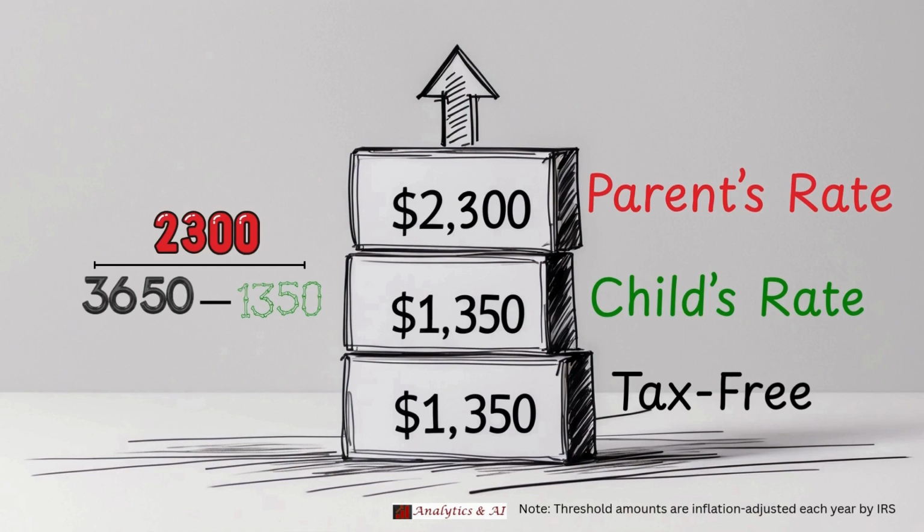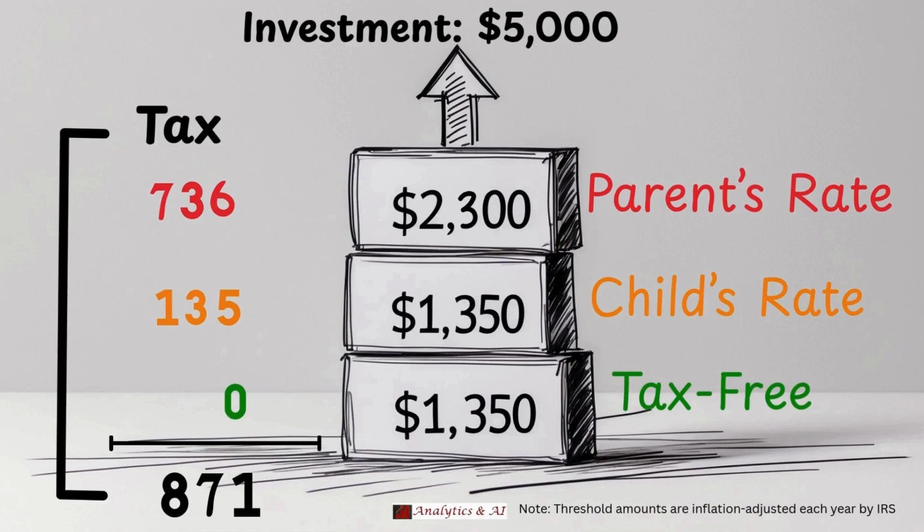In this scenario, the child would pay $135 in taxes at their own tax rate and $736 at their parents' rate, for a total of $871 on $5,000 of unearned income. That's the kiddie tax in action. See the difference? Without the kiddie tax, Brian's $5,000 might be taxed at 10%. With it, part of that jumps to 24%.